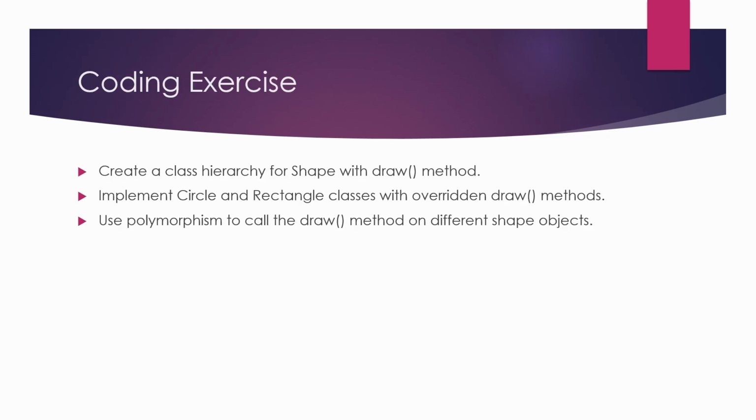Now it's time for a coding exercise. Your task is to create a class hierarchy for shapes, starting with an abstract shape class and adding derived classes like circle and rectangle. Each class should implement its own version of the draw method. Use polymorphism to call the draw method on different shape objects. This will give you a chance to apply inheritance, method overriding, and polymorphism.